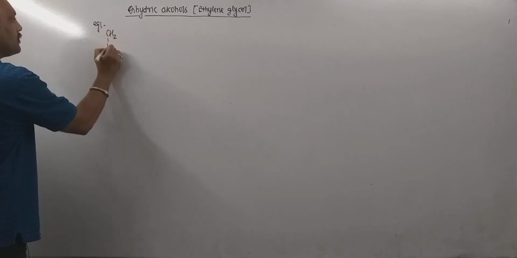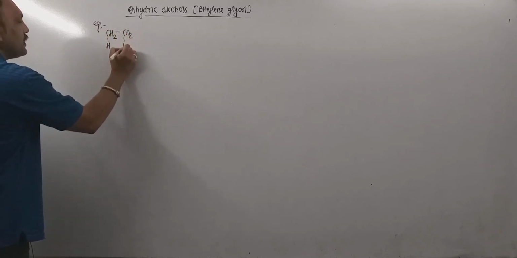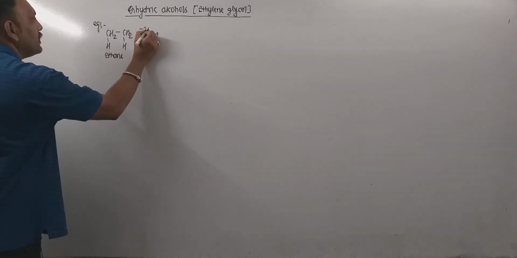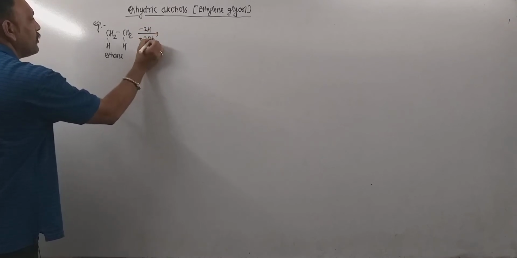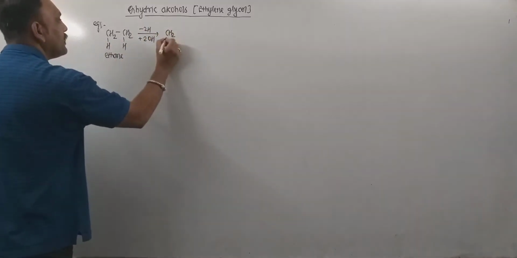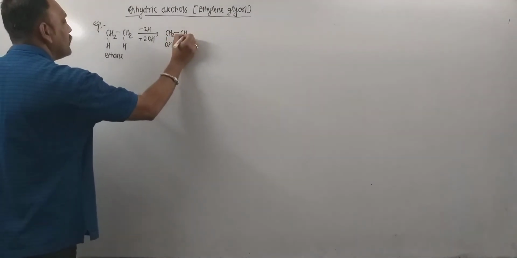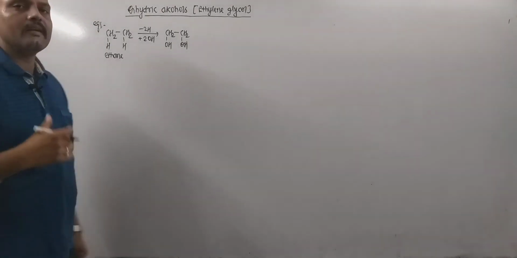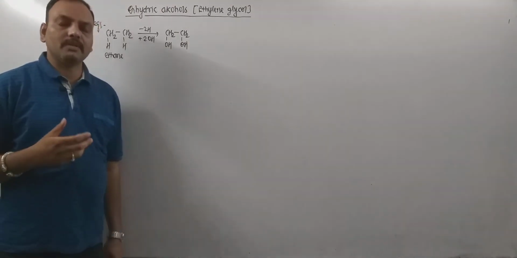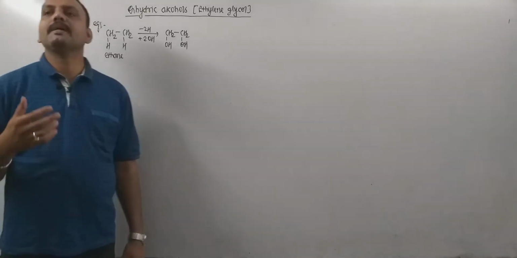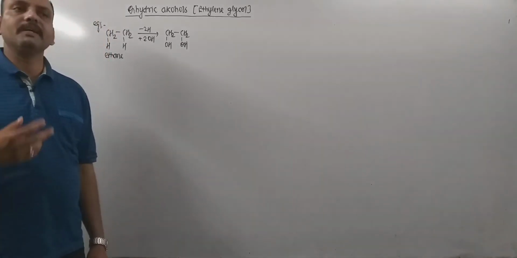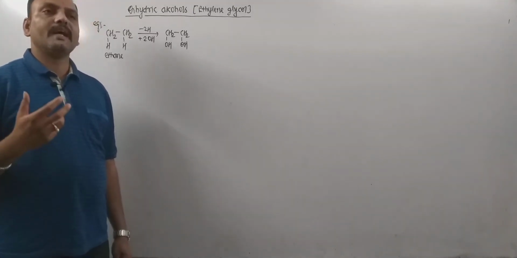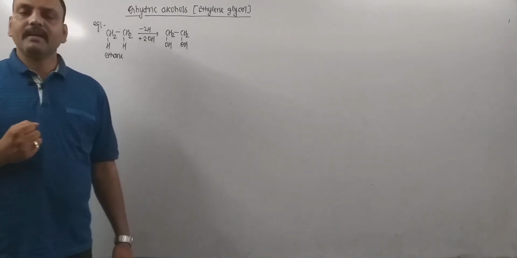Ethane can be given as CH3CH3. When two hydrogen atoms from this are replaced by two hydroxyl groups, then the derivative so obtained is nothing but a dihydric alcohol, and this is popularly known as ethylene glycol. So in simple words, one can say that hydroxy derivatives of alkane obtained by replacing two hydrogen atoms of alkane by two hydroxyl groups are called dihydric alcohols.